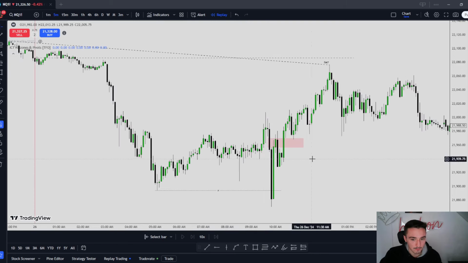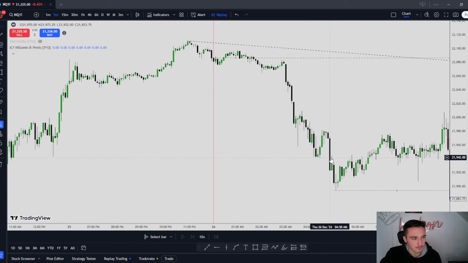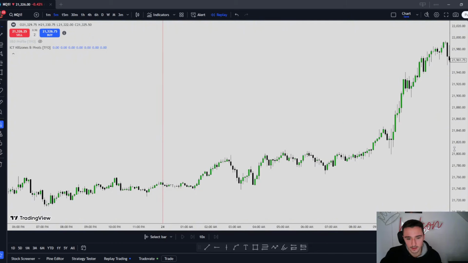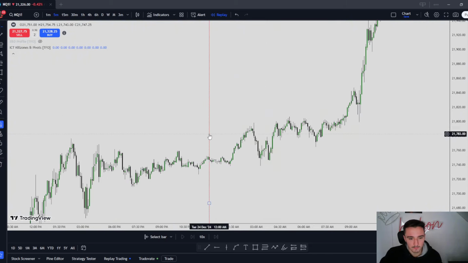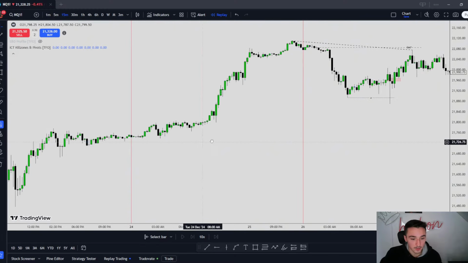That's it. This trade looks oddly familiar though. I might have taken it on the challenge account. This day, right? Christmas Eve. Go to the 15. Why the 15? Because that's what I like.